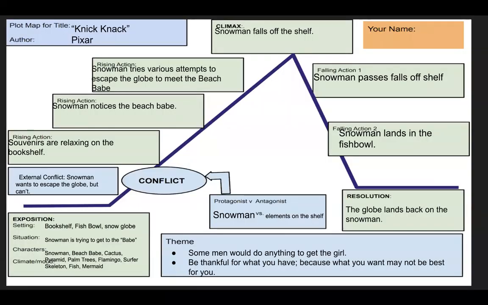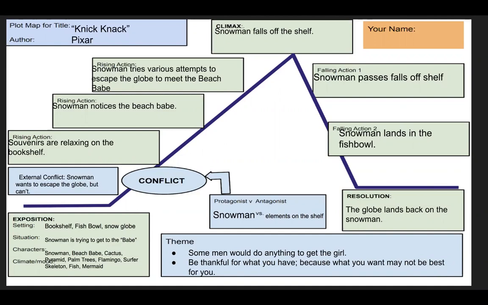So if we were going to complete a plot chart for that knick-knack video, you can see all of this is filled in. So in the exposition, in the beginning of the cartoon, you meet our main characters, right? They're listed there. We have the snowman, the beach babe, the cactus, the pyramid, the palm trees, the flamingo, the surfer, the skeleton, the fish, the mermaid. All of these little knick-knack type things are all on the shelves, and they're the characters. They make up the characters of your cartoon.